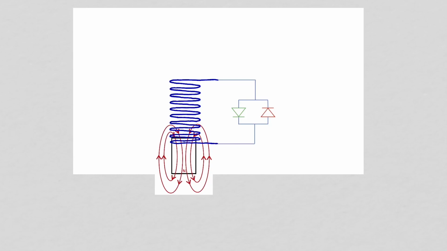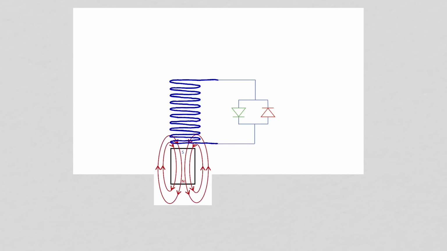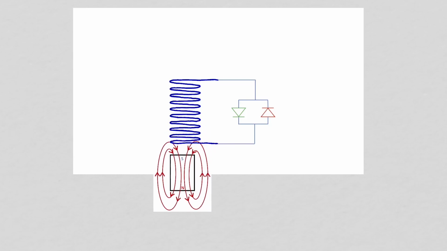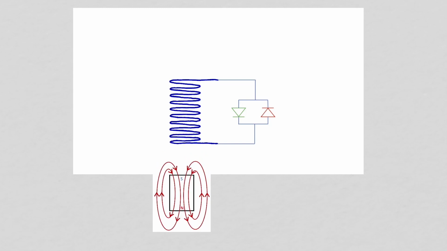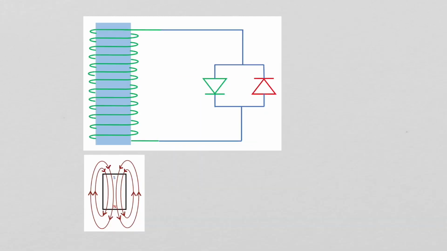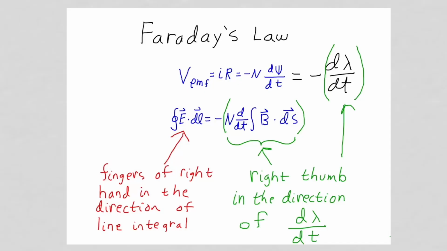As the falling magnet leaves the coil, there is a decrease in the magnetic flux pointing downward inside the coil. Lenz's law tells us that there will have to be an induced current to produce a magnetic flux pointing downward inside the coil. So the induced current will have to be flowing as shown, which means the red LED is forward biased and turned on, and the green LED will be reverse biased and turned off.